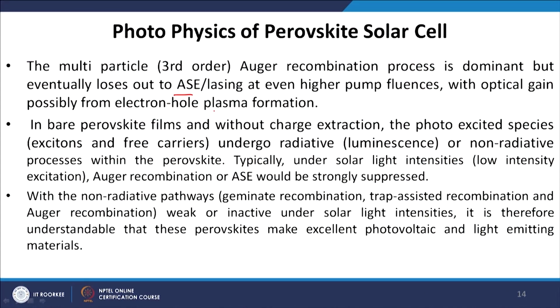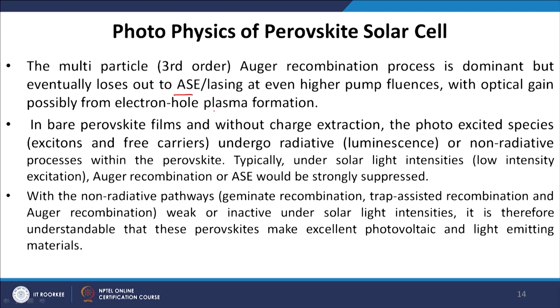Now, in the case of the perovskite, both the first order and second order recombination are insignificant, but due to the presence of the exciton and the free charge carrier simultaneously, the multi-particle Auger recombination becomes prevalent in this kind of system. But finally, this multi-particle recombination leads to the ASE or lasing phenomena at high pump fluence intensity. In bare perovskite films and without charge extraction, the photoexcited species, excitons and free carriers, undergo radiative luminescence or non-radiative processes within the perovskite.